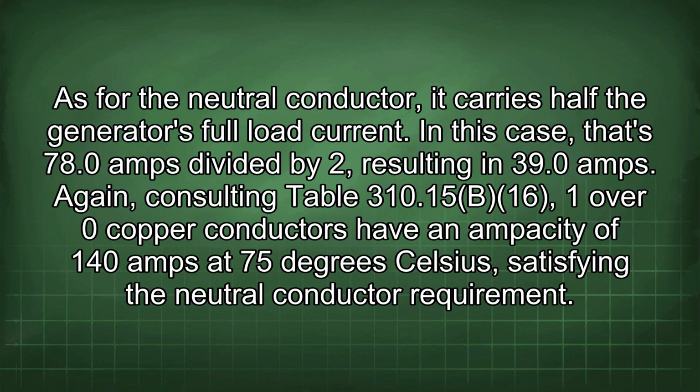As for the neutral conductor, it carries half the generator's full load current. In this case, that's 78.0 amps divided by 2, resulting in 39.0 amps. Again, consulting Table 310.15(B)(16), 1/0 copper conductors have an ampacity of 140 amps at 75 degrees Celsius, satisfying the neutral conductor requirement.